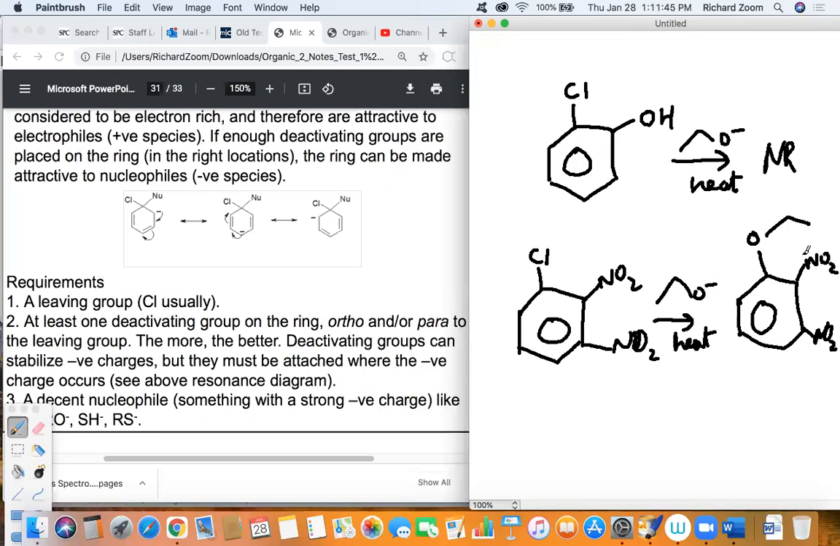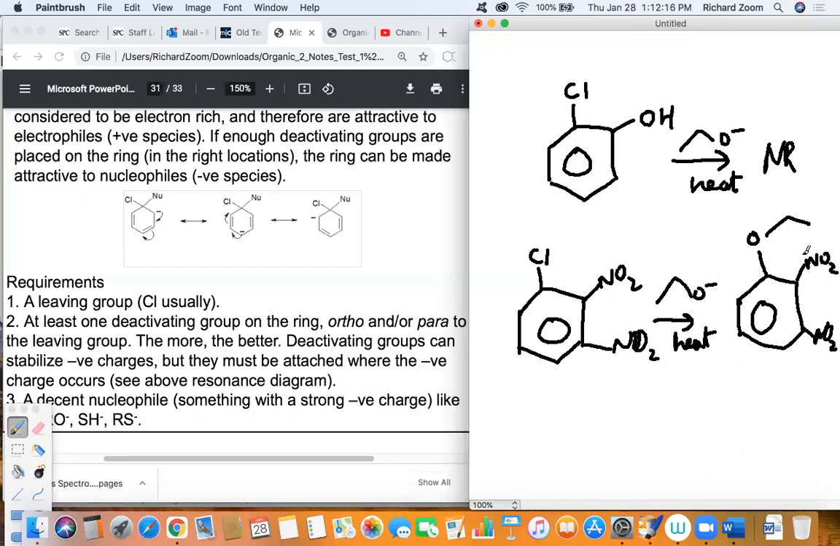Okay, any questions? So we need the deactivating group in ortho or para position, or both. And if you can have them in all three positions, then it's even better, because you'll have that maximum stabilization of a negative charge.